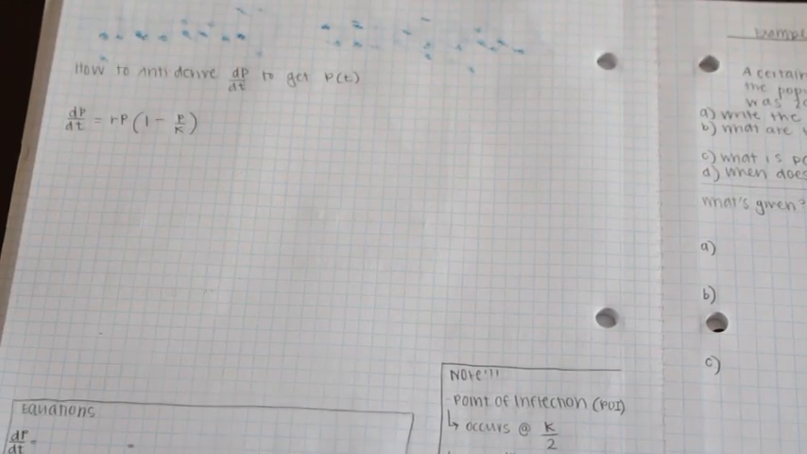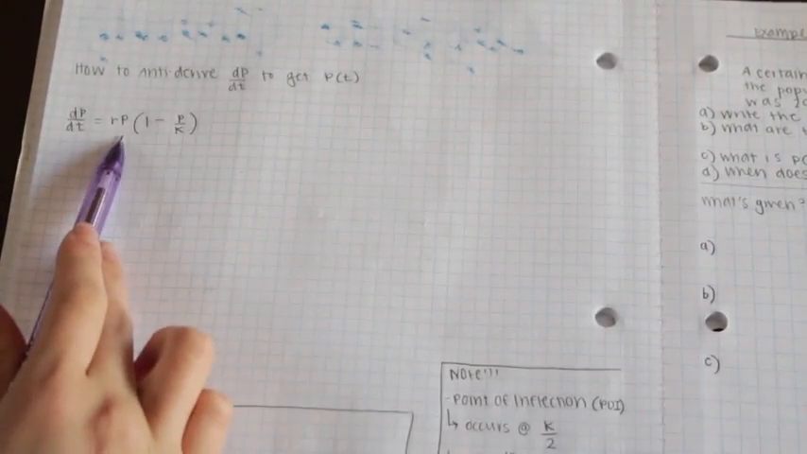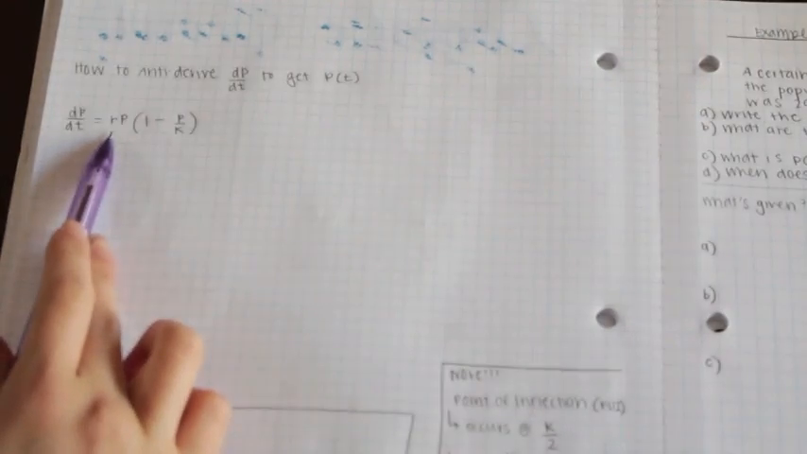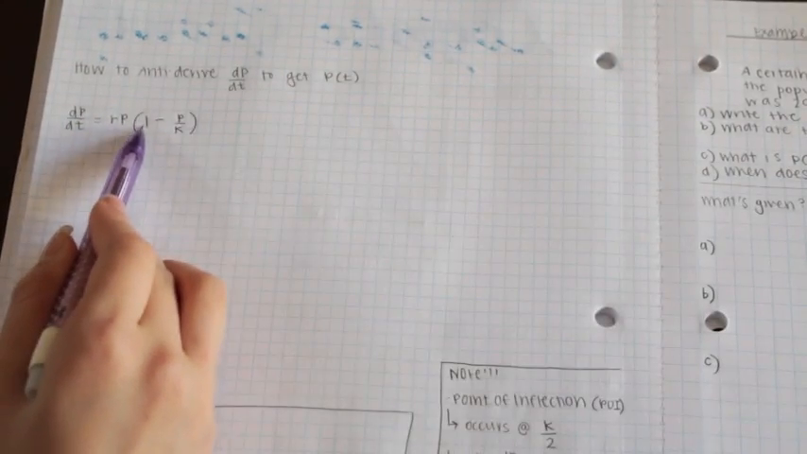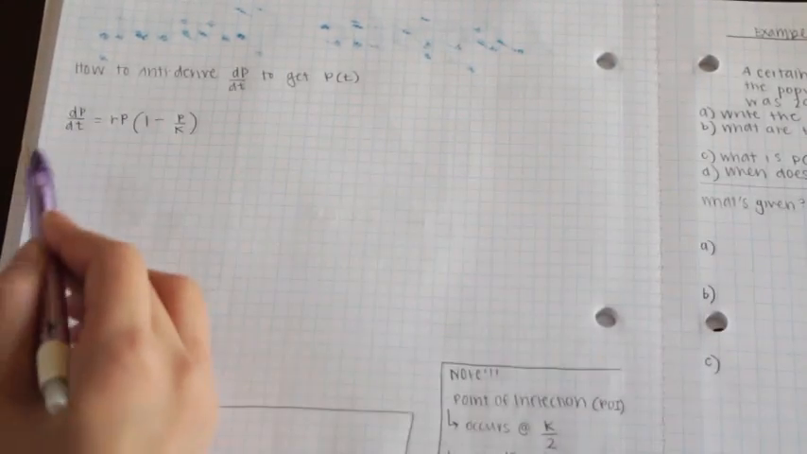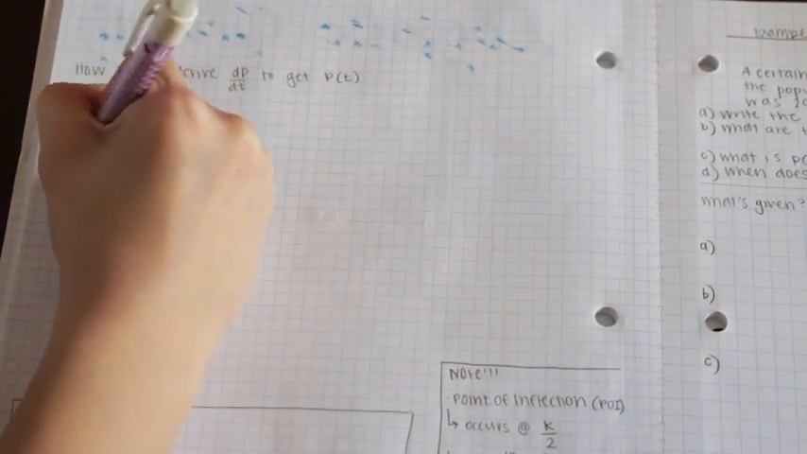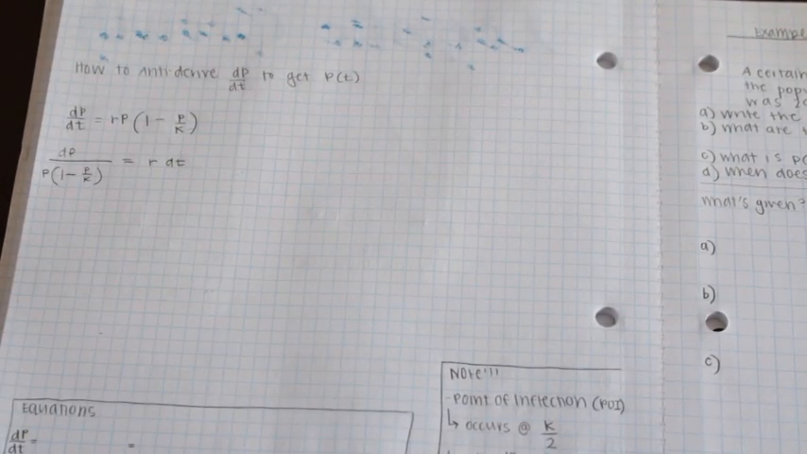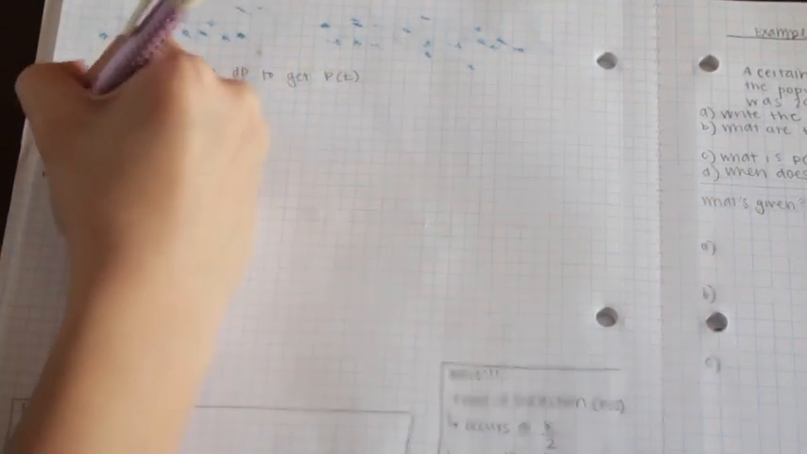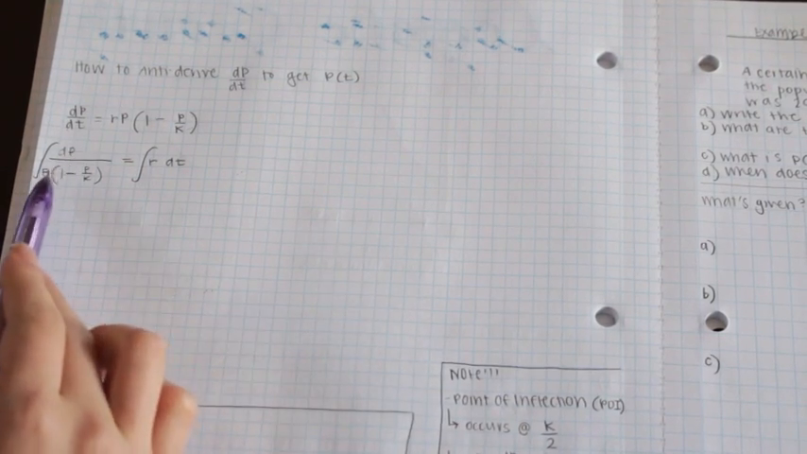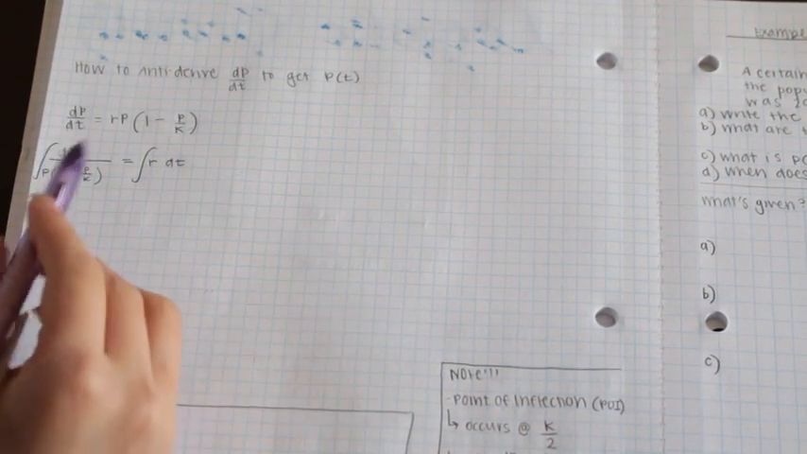Now we're going to go over how to antiderive dP/dt to get your P of t. So first you're going to start with your equation, dP/dt equals rP times 1 minus P over K. And you're going to move everything that has P, so your P times 1 minus P over K, over to this side and your dt over to that side. Now you are going to take the integral of both sides. Now for the purposes of making this easy to work with, we're going to multiply it by K over K.